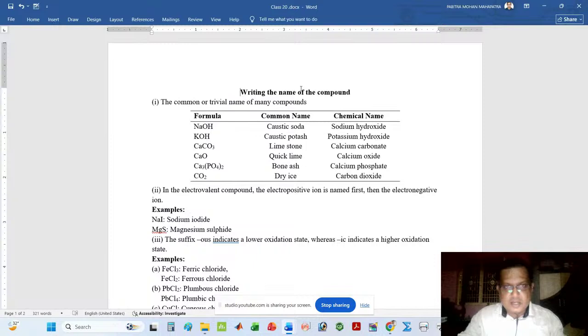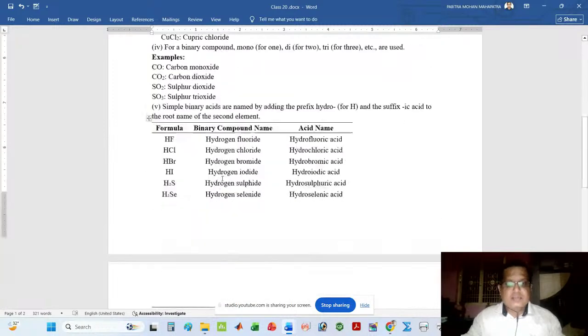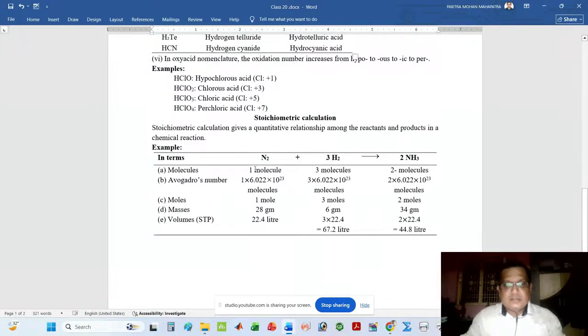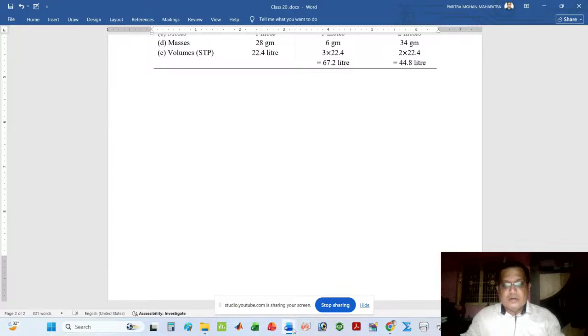Hello student, in the previous class I discussed how to write the name of a compound. These are some rules and also some examples I have given. Next I discussed stoichiometric calculation, and this is an example of how the reactants and products are related. Here I have given that reactants and products are generally expressed in terms of molecules, Avogadro's number, moles, mass, and volumes. I have given a homework to all of you.